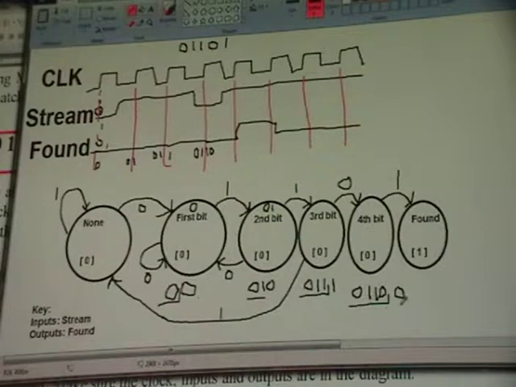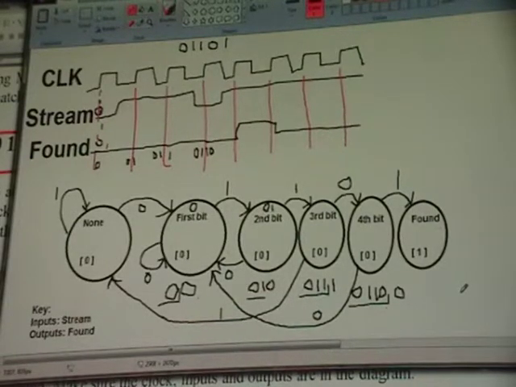Okay, then take the last 3 bits. Does it match the pattern? Nope. Take the last 2 bits. Does it match the pattern? Nope. Take the last bit and see if it matches the pattern. And yes, it matches the first bit of the pattern. So this needs an arrow that goes back to here. And this is a 0.